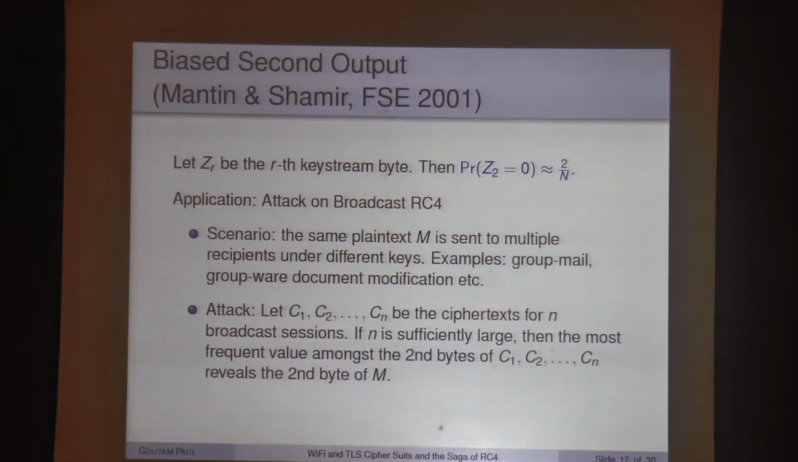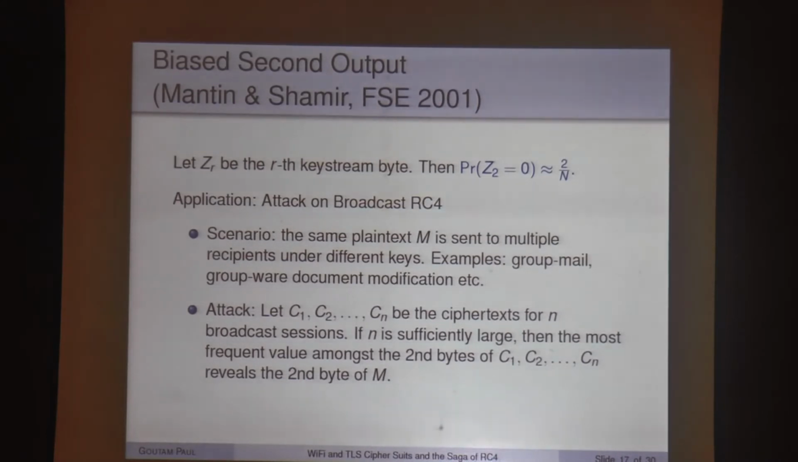If you encrypt, it will affect the second message byte. If you have many bytes in your message to encrypt, the second byte will be affected by the second output because it will be XORed with this, right? Now every output byte should take every value between 0 to 255 with equal probability. That means 1 by 256. Every byte value should occur equally at every output position.